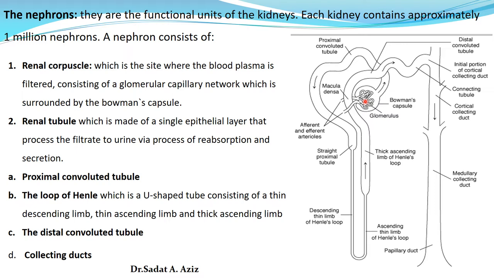We'll explain this later. It is passing through three main processes. The first one is the filtration, then reabsorption somewhere here, and then what we have the secretion. So from the capillary, some chemical agent or some substances can be secreted into the filtrate and then eliminated with the urine. Okay.